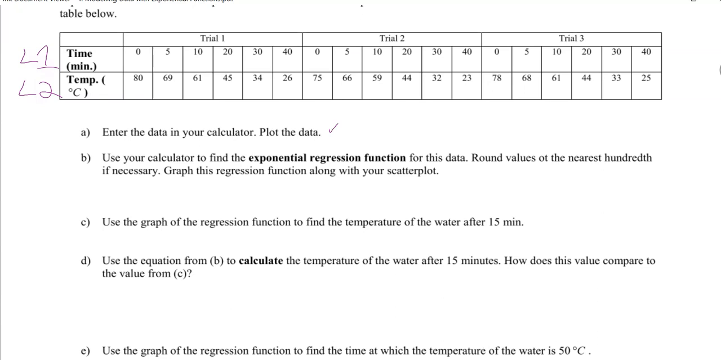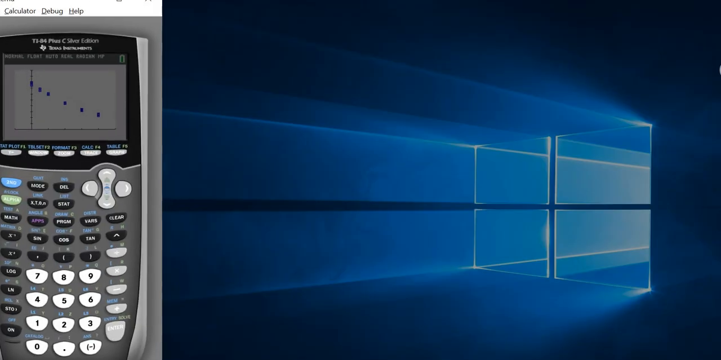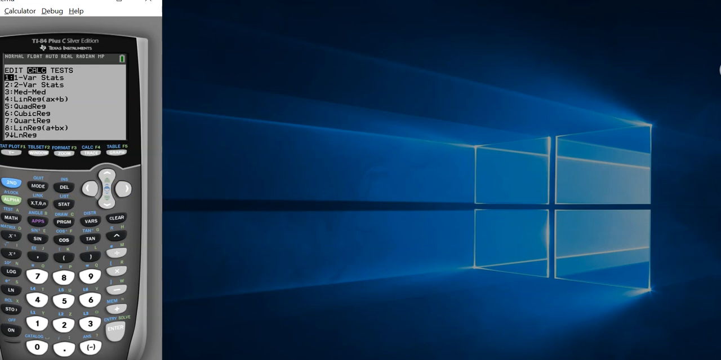Use your calculator to find the exponential regression function. So we're always going to tell you what type of regression to run. So how do we run an exponential regression? Like every regression, it starts off with stat, go over to calc, okay, we're going to calculate something. If we're doing linear, it's number 4, quadratic is number 5, cubic is number 6. And then we are looking for exponential.